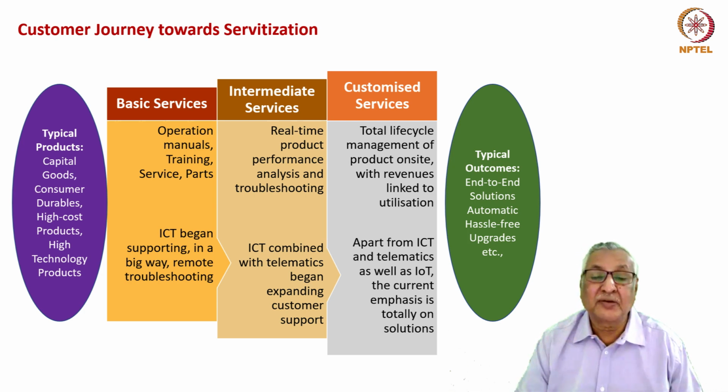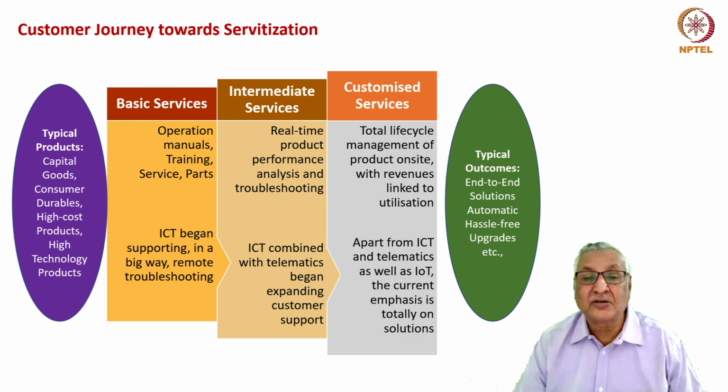And in this, ICT combined with telematics began expanding customer support. You can imagine a truck which is on the road and it has got connected to the manufacturer through the telematics support. The engine provides certain data, the vehicle provides certain data, all the data can be analyzed by the manufacturer to understand what is the issue and provide service. Similarly, when you have a lift which is digitally connected, when there is a problem in the lift, the manufacturer can connect with the lift, talk to the lift, and make sure that things get corrected. This is the level of intermediate services.